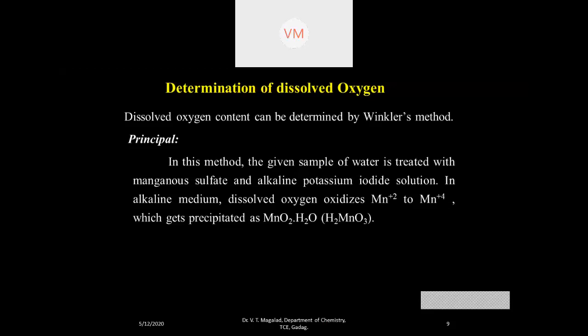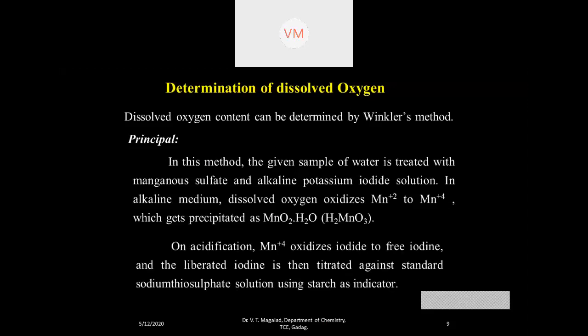manganese will be oxidized to the manganic condition, or oxidation condition. So manganese sulfate will be oxidized to manganic acid. This is the principle of the experiment. On acidification, how much of the manganic acid has been formed, you will be able to understand by titration against sodium thiosulfate solution, because this is an iodometric titration experiment.